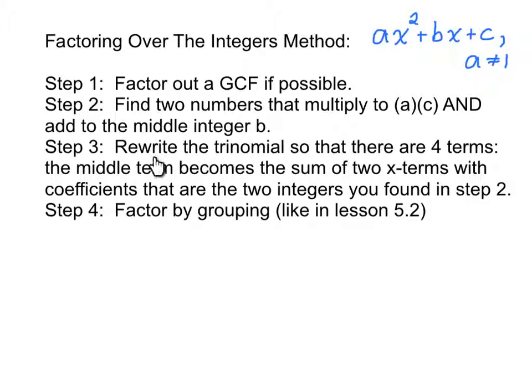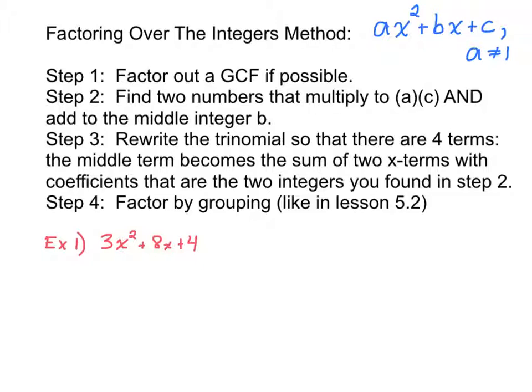Step 3 is to rewrite the trinomial so that there are four terms. The middle term becomes the sum of two x terms with coefficients that are the two integers we found in step 2. The first term and the third term from our original trinomial stay as the first and last term in our new polynomial. And then, once we have four terms, we do step 4, we factor by grouping, just like we did in lesson 5.2, and also in the previous tutorial video. Let's look at an example.